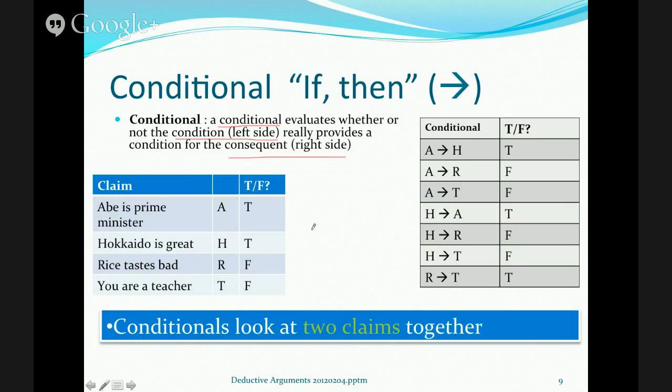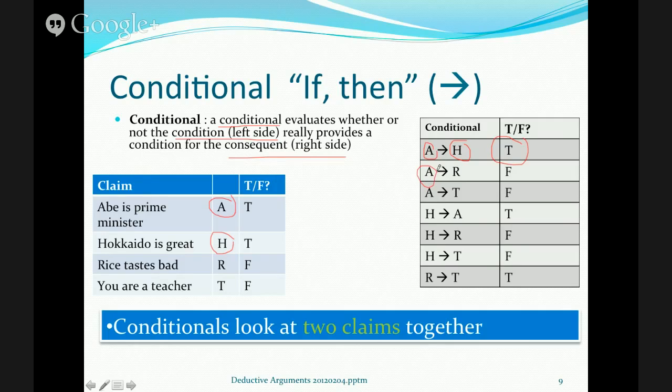So let me explain. As with many of the other ones, let's do this on the right-hand side. Abe is prime minister, true. Hokkaido is great, true. So true, true. A true conditional. Okay, that makes sense. So this next thing might be a little weird to us.